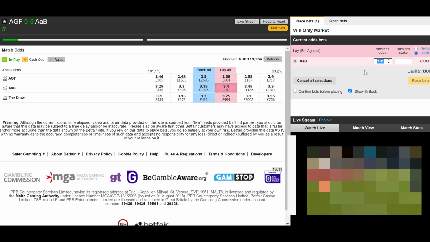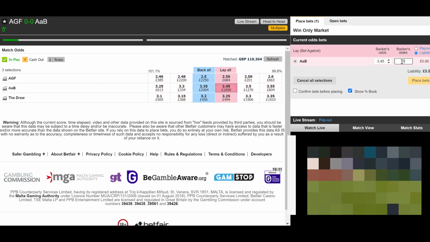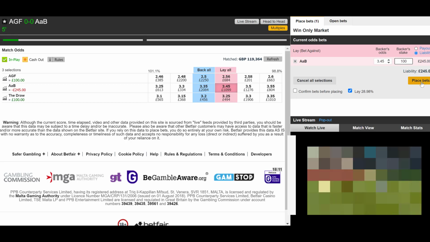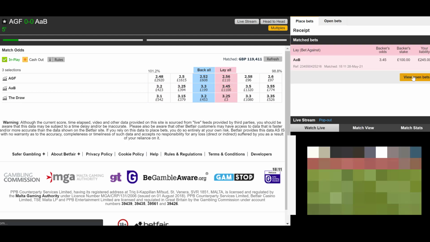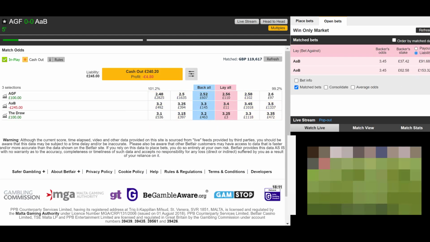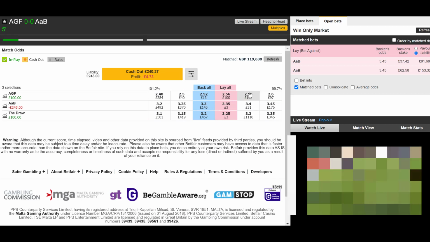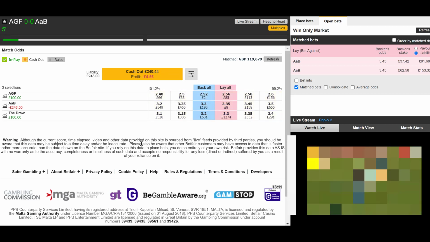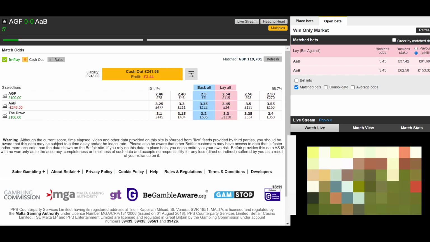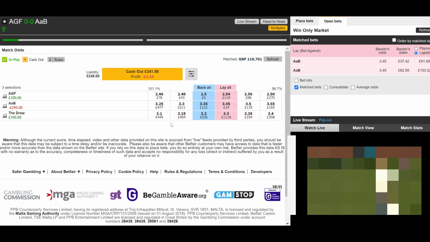You can see that we have AGF against AAB, and AAB are the underdogs, so we lay the underdog, right? So what we're doing when we're laying the underdog is we're going to lay them, look for that favorite to take the lead, and then we're going to wait for that price to rise. Then we can lock in a profit. Even if the favorite doesn't take the lead, you'd expect the underdog's price to start to drift as well, as long as the favorite is playing well.